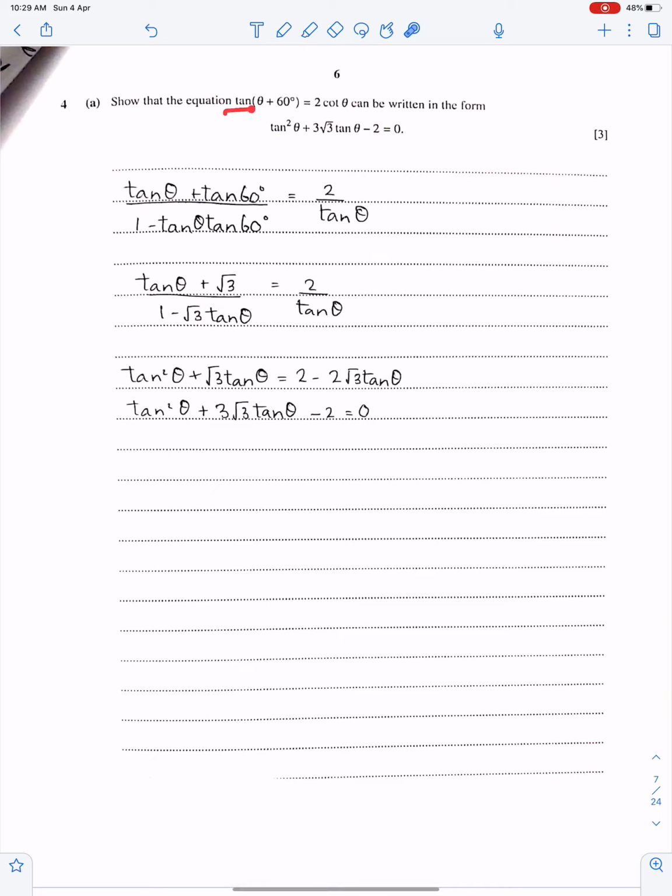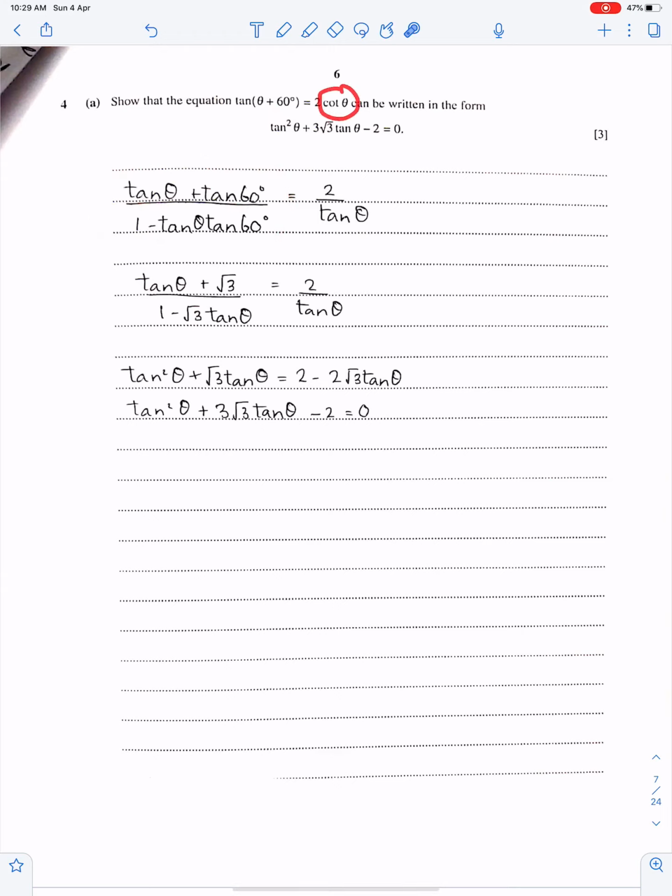Show that the equation can be written in this form. This is very simple. You know the formula for the sum of angles of tan. If you remember this formula, it's fine. Otherwise, you can use MF19. This is the formula for tan(theta plus 60): tan theta plus tan 60 over 1 minus tan theta tan 60.